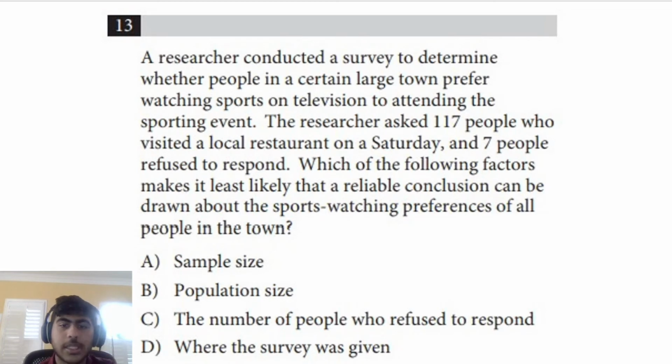Alright, question number 13. A researcher conducted a survey to determine whether people in a certain large town prefer watching sports on television to attending the sporting event itself. The researcher asked 117 people who visited a local restaurant on a Saturday, and 7 people refused to respond. Which of the following facts makes it the least likely that a reliable conclusion can be drawn about the sports watching preferences of all the people in the town?